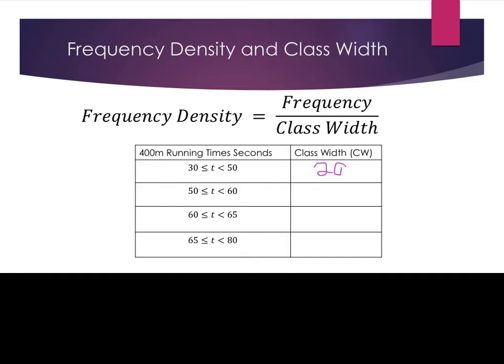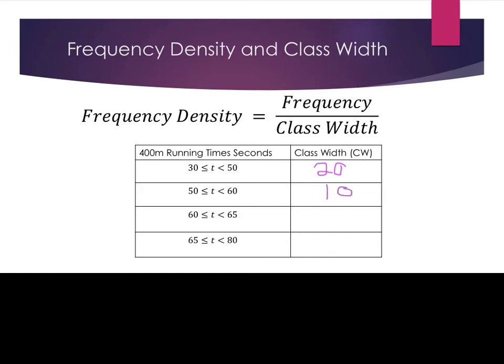If we look at our next category, it's going to be greater than or equal to 50. Remember, this little line means equal to, and it's going to be less than 60 seconds, the time in this section. So 50 to 60. Well, 60 take away 50 is 10, so my class width is 10.